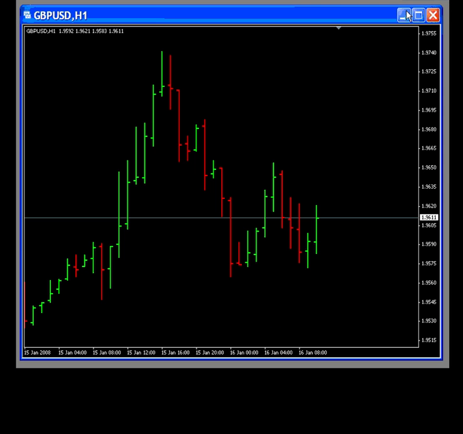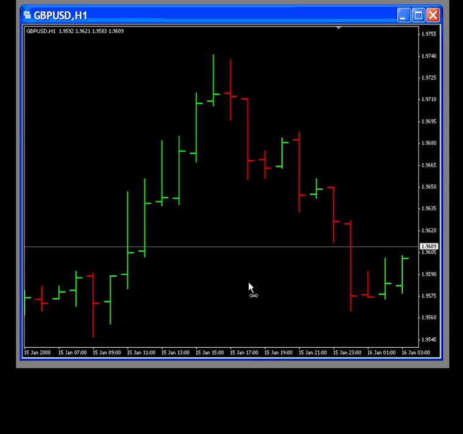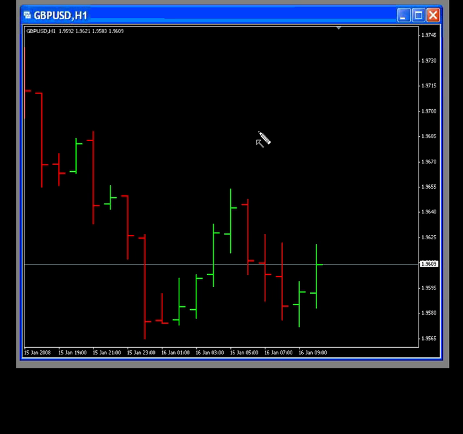So let's go ahead and look at a bar chart. I just have the British pound versus the US dollar. What I did here is any bar that has a lower open than a close will be a green bar. For example, if we zoom in on this bar, we can see the open, remember, is on the left side wherever the left notch is, and the close is on the right side wherever the right notch is.